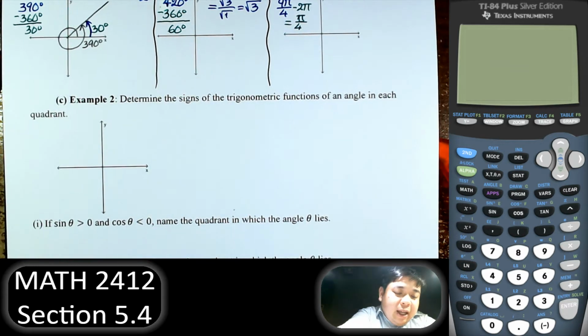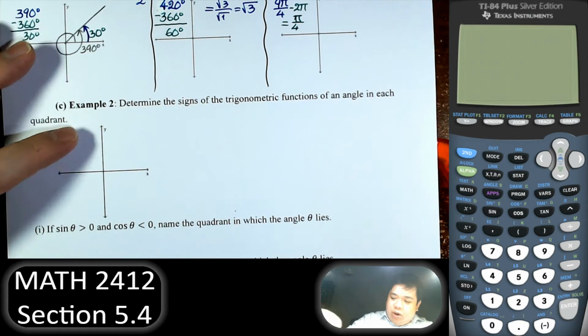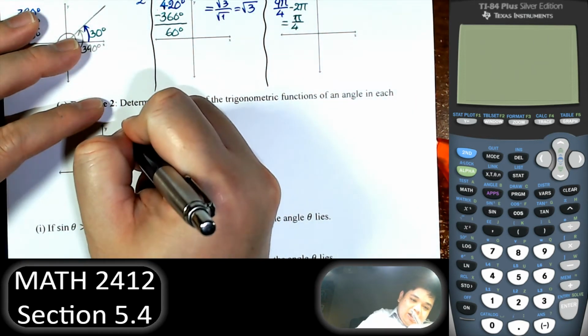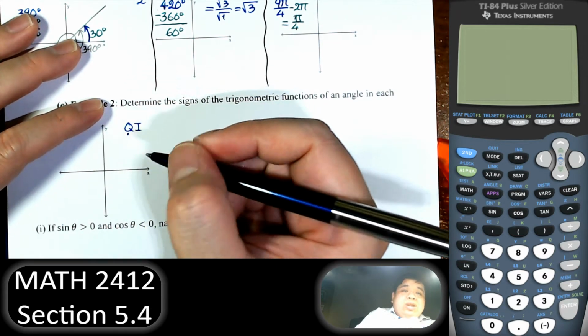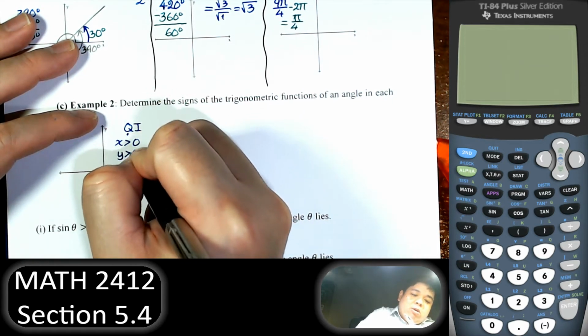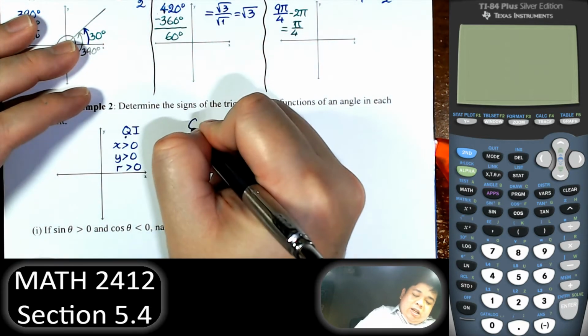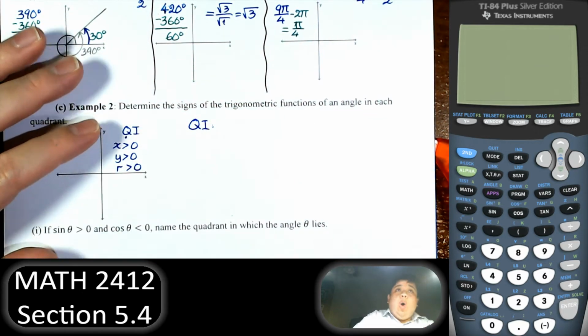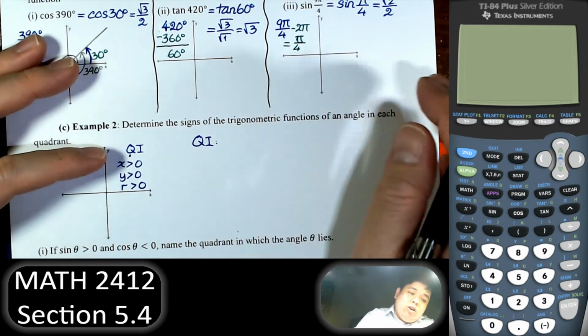Next, determine the sign of trigonometric functions in each quadrant. Now, if we look at the point here in quadrant 1, we see that x is positive, y is positive, and of course r is always positive. If that is the case, in quadrant 1, because x, y, and r are all positive, all trig functions are positive.